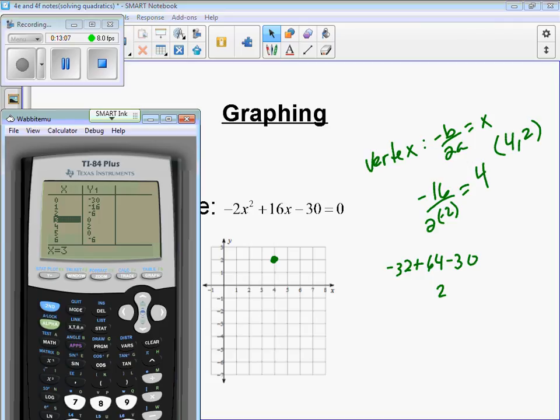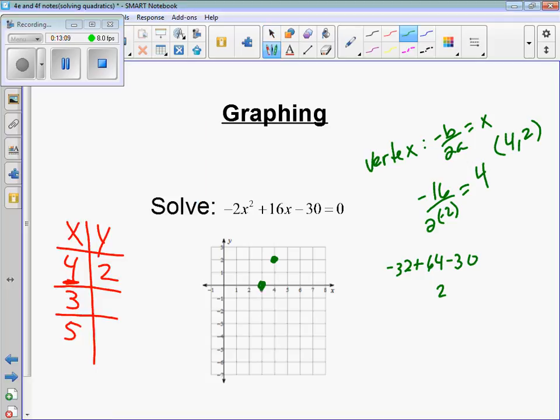And when you draw it in, actually your solutions are right here. 3 and 5. So they're both at 0. So you're looking for where the y equals 0, and these are your solutions. x equals 3 and x equals 5.